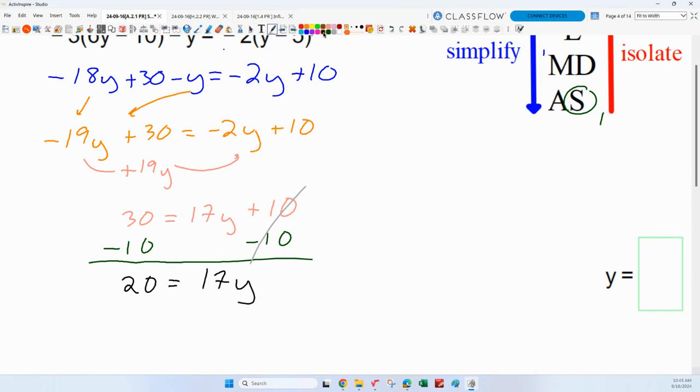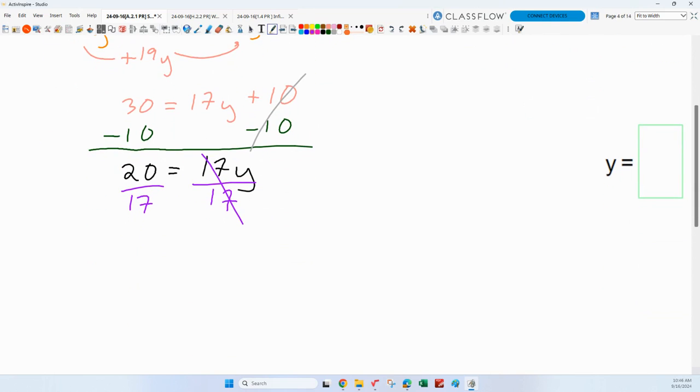What's next? Yeah, we move up to multiply, divide, and I'd need to divide both sides by 17. Which allows me to cancel again, right? I get to cancel something, and I get the answer y equals 20/17. And I can't reduce that, so that's my answer. But I want to check it, right? We want to check it, so let's go back to Desmos.